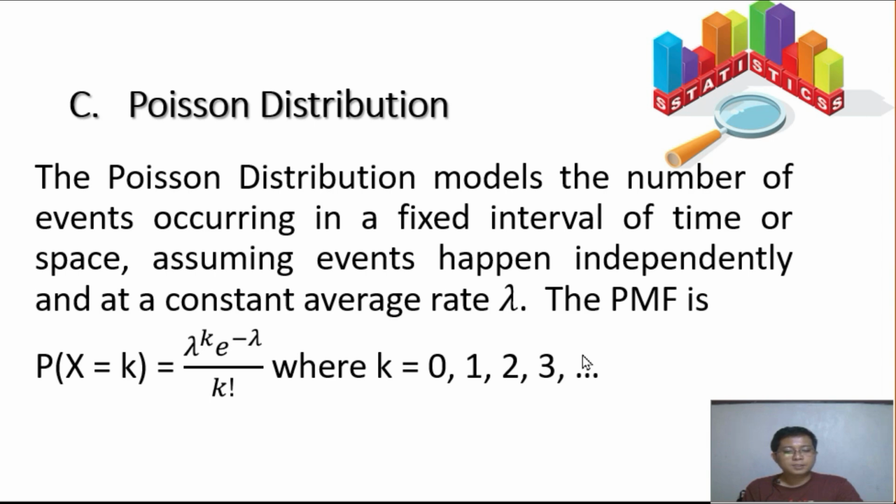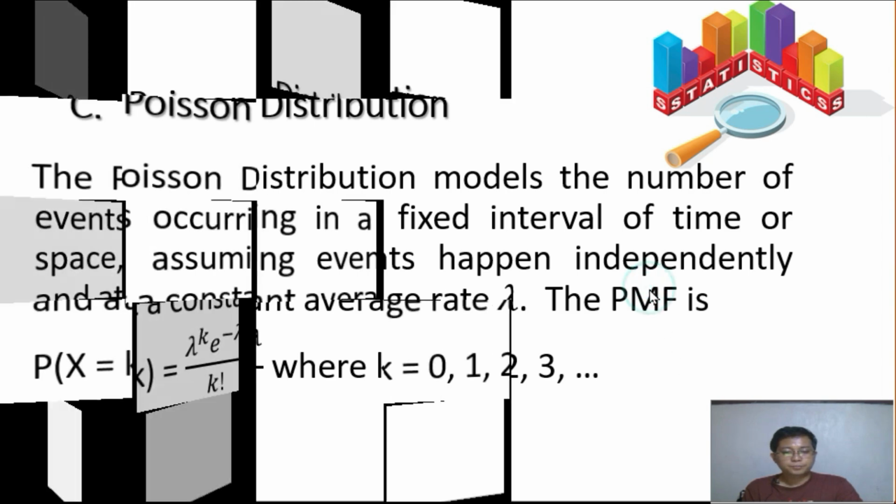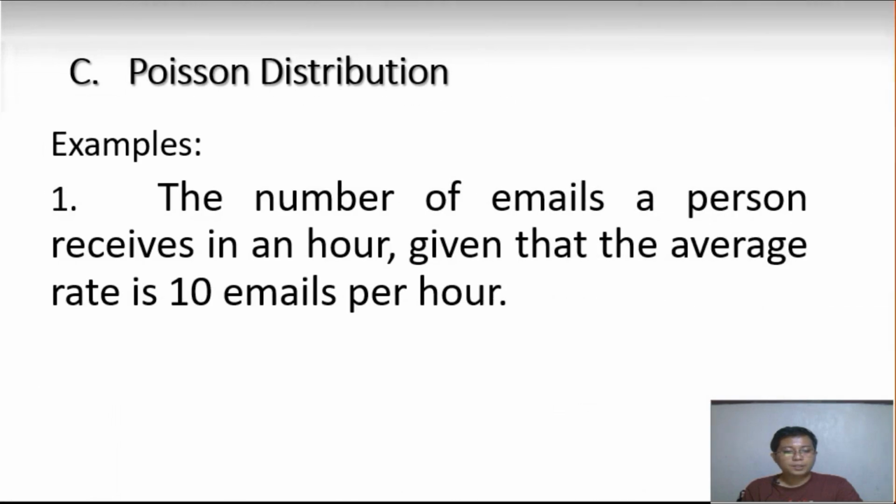This is lambda. Okay, the PMF, or the probability mass function, is the probability of x equals k equals lambda raised to k times e raised to negative lambda all over k factorial, where k equals 0, 1, 2, 3, and 4. So let's have an example. An example of a real-life situation where the Poisson distribution is evident is this: the number of emails a person receives in an hour, given that the average rate is 10 emails per hour.